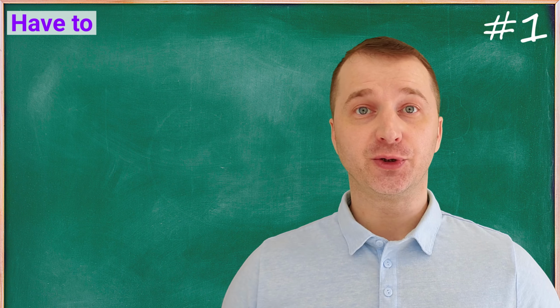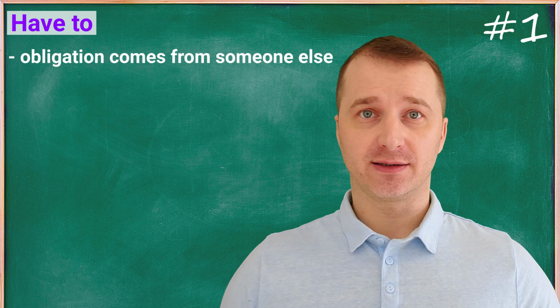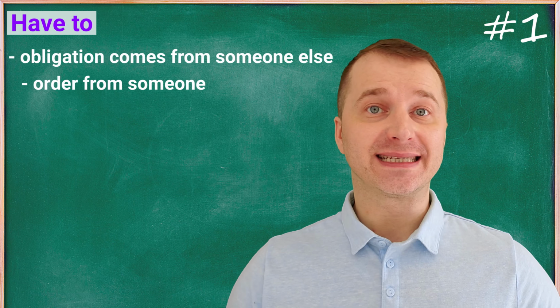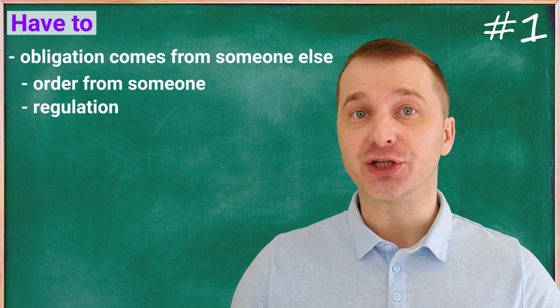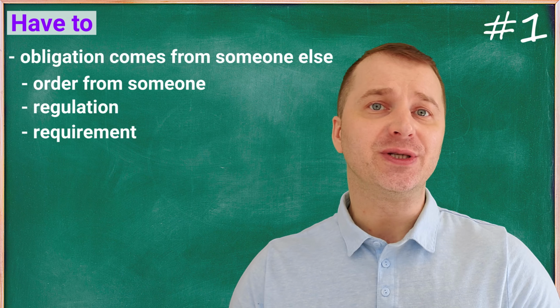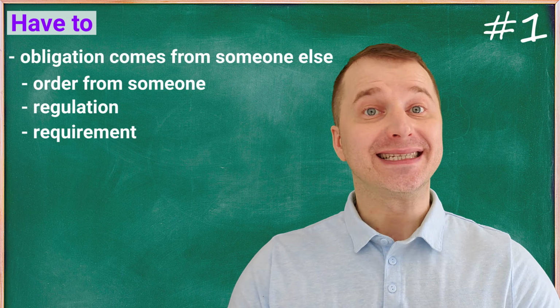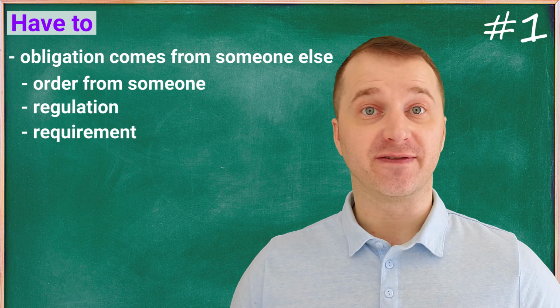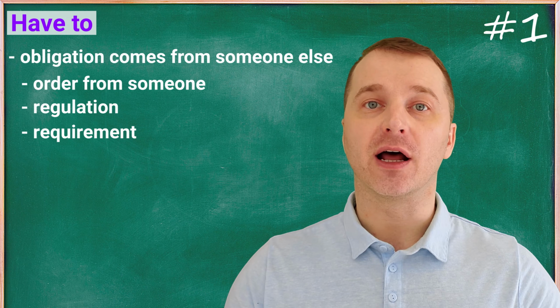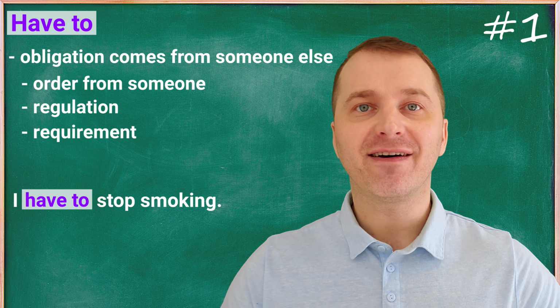We use have to when we talk about an obligation that comes from someone else. This could be an order from someone, or a regulation, or a requirement. So perhaps I went to see a doctor, and the doctor ordered me to stop smoking, because if I didn't, I would have a lot of health problems. That's why we say I have to stop smoking.